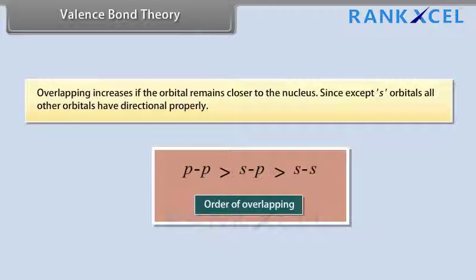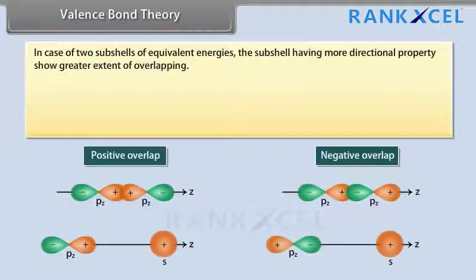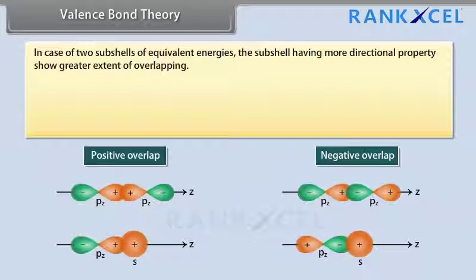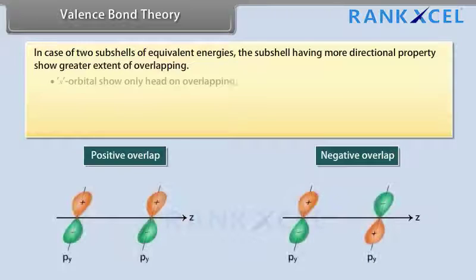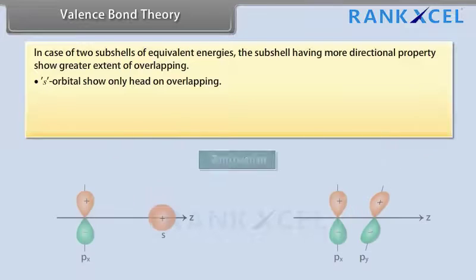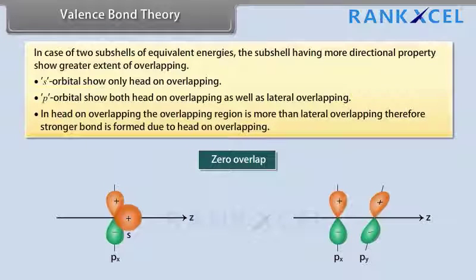Except for s orbitals, all other orbitals have directional property. In case of two subshells of equivalent energies, the subshell having more directional property shows greater extent of overlapping. S orbitals show only head-on overlapping. P orbitals show both head-on overlapping as well as lateral overlapping. In head-on overlapping, the overlapping region is more than in lateral overlapping. Therefore, a stronger bond is formed due to head-on overlapping.